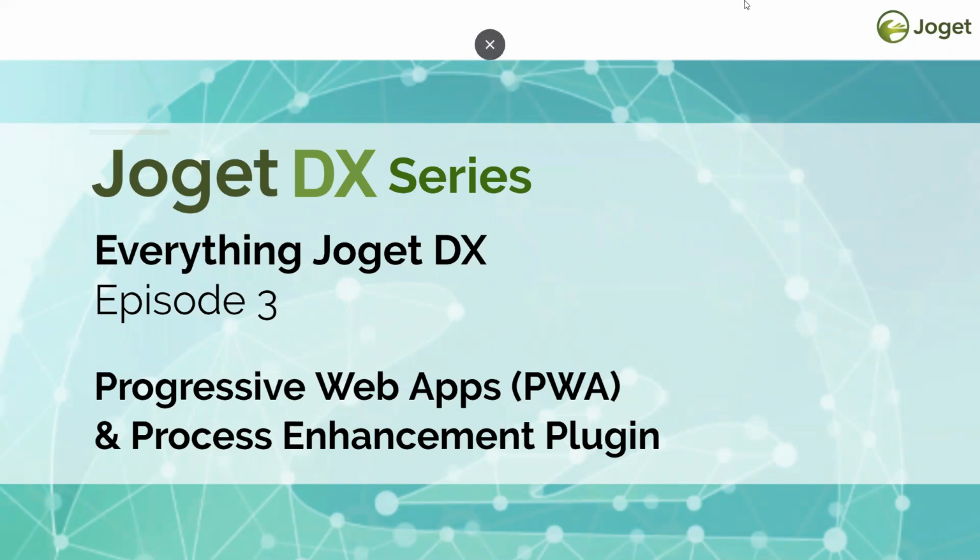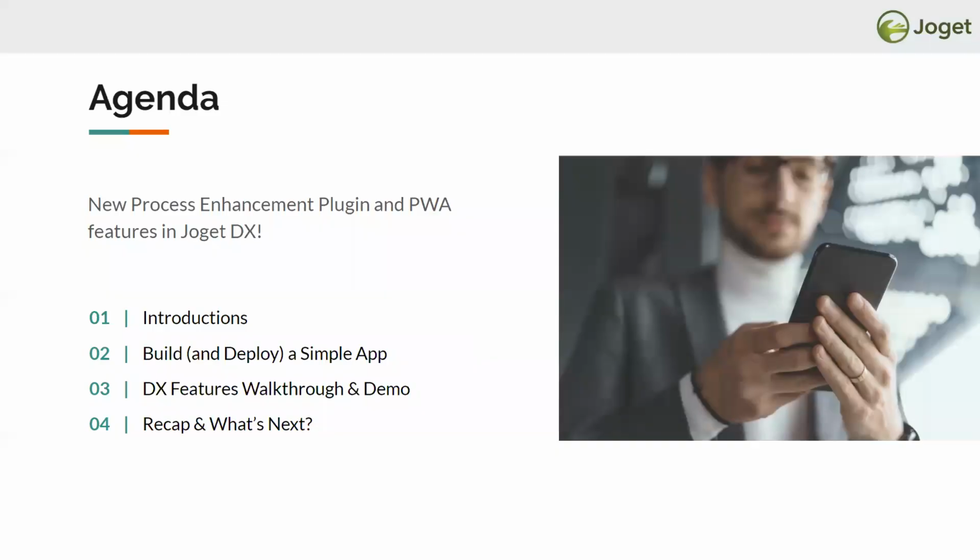Let me give up remote control. Over to you, Justin. All right, so thank you very much, Mr. Adrian, and we will continue with the session. So today is the third episode of Everything Joget DX webinar series. And there will be two topics that we will be going through today, which is progressive web apps and process enhancement plugin. And here's today's agenda, and we have just gone through the introductions.